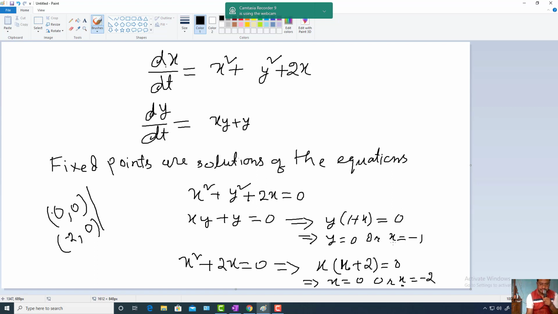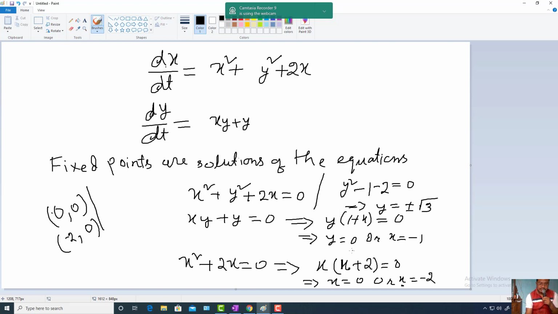When x is equal to minus 1, what do you get? When x is equal to minus 1, this is 0. So if you take x is equal to minus 1 here, then what happened? I don't have much space, let me write here. Then it is y square, when x is equal to minus 1, 1, and then the minus 1, then minus 2. This is equal to 0. All right, so then y is equal to plus or minus root 3.